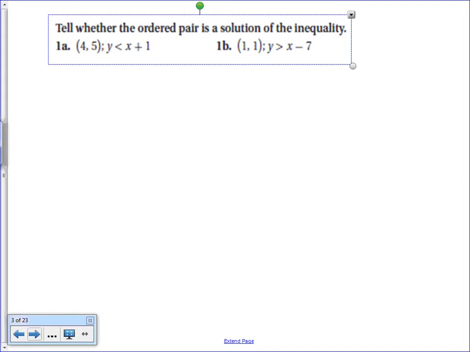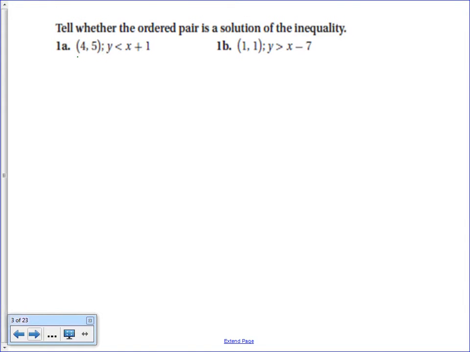So, doing just a couple more of these. For 1a, x value of 4, y value of 5, so is 5 less than 4 plus 1? And we have 5 is less than 5. Now 5 is equal to 5. 5 is not less than 5, so that is actually not a solution.